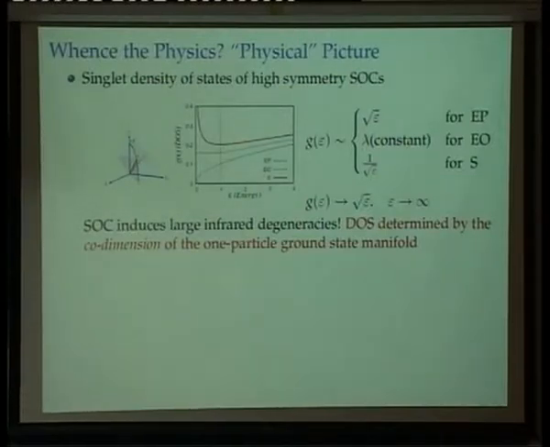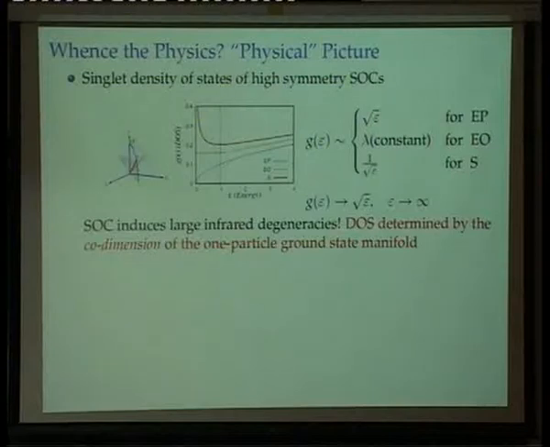So actually what the spin-orbit coupling does is it reorganizes the density of states of the system such that for the EP gauge field, when there is only gauge coupling in one direction, that's here in the lambda space, it's the same as root E, same as what we had before. When I go to the EO gauge field, I see that the density of states is a constant. And when I go to the spherical gauge field, I see that the density of states looks like a 1D problem.